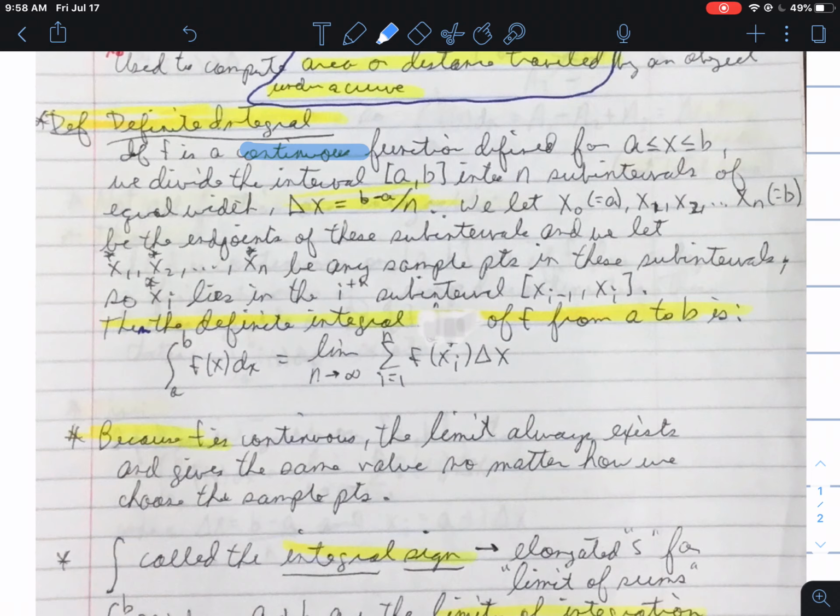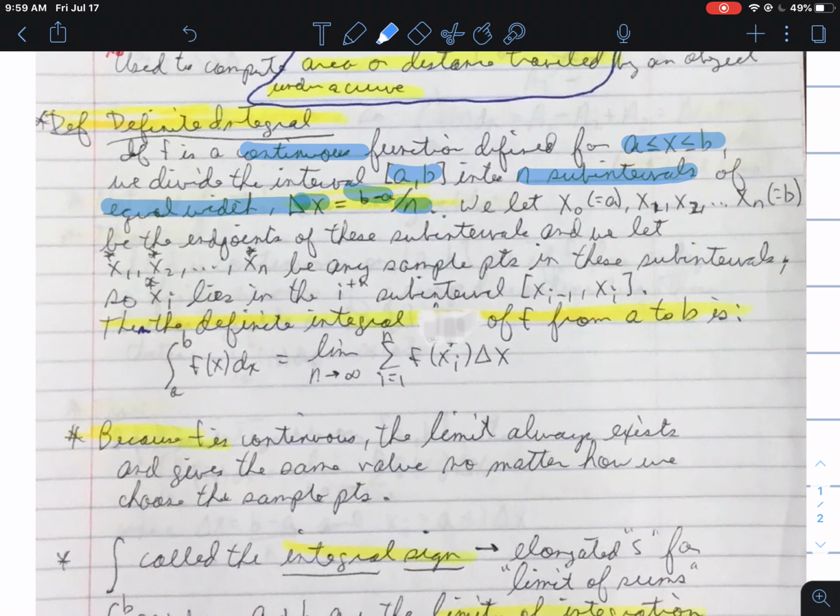So if f is a continuous function defined on some interval from a to b, if we divide that interval ab into n subintervals, right? So we pick a number of subintervals, call that n, of equal width delta x, and so we said we want the width of each of the subintervals to be the same. Once I specify how many subintervals I want, then if we take the distance from a to b and we divide by the number of subintervals, that would give us the width of each subinterval. So delta x equals b minus a over n.